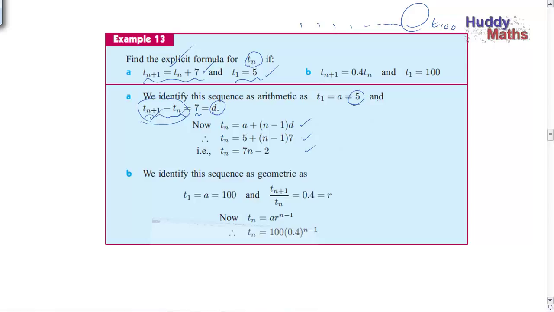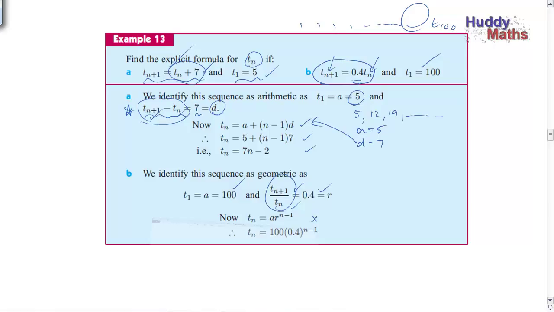Or you could just generate the terms. You know the first term is 5, and the next term is 5 plus 7 is 12, 19, go back to basics, then see that that is first term 5, difference is 7, and construct it with the formula. You can always just substitute in and have a look, rather than just doing it with the algebra here, if you like. Okay, what about this one? We could see that it's geometric because any term is 0.4 times the preceding term, and we've got 100 here. So you could say a is 100, and the ratio, any term divided by the one before, is 0.4.